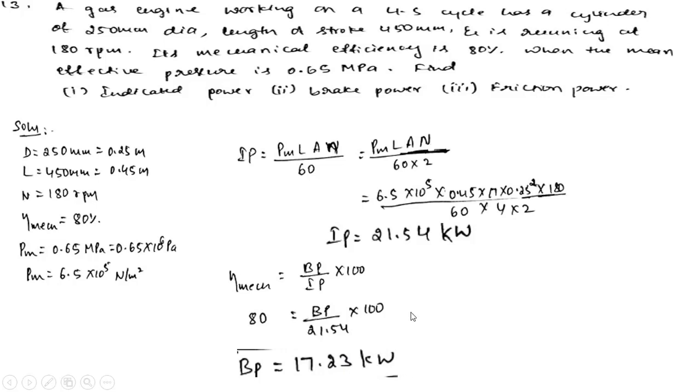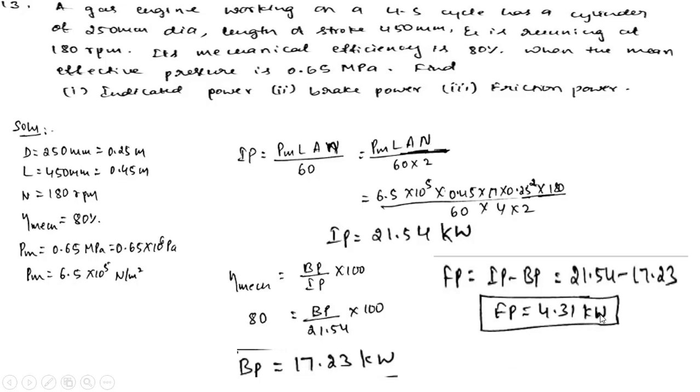And frictional power is very easy to calculate. You all know that frictional power is the difference between IP and BP. So frictional power is equal to IP minus BP. It's 21.54 minus 17.23. So frictional power will be 4.31 kilowatt. Yes, this is the way of calculating indicated power, brake power and frictional power. So here, as we said, BP can be calculated by making use of this mechanical efficiency, since we don't have any values like to calculate torque, and then we cannot calculate BP by that. So we will calculate BP, and based on that we will calculate frictional power.